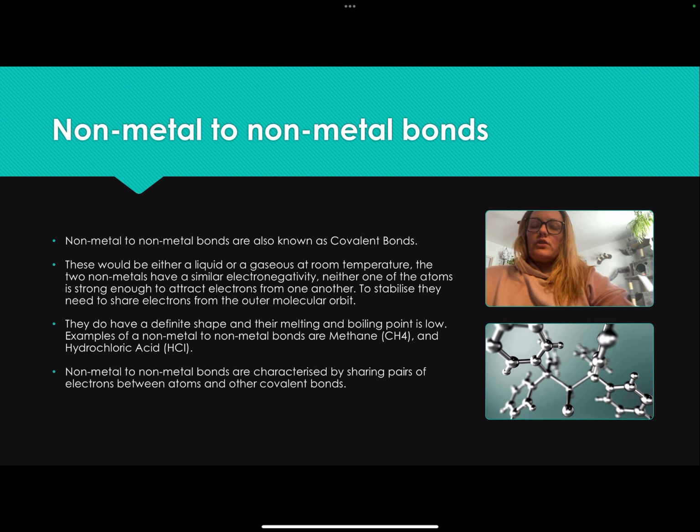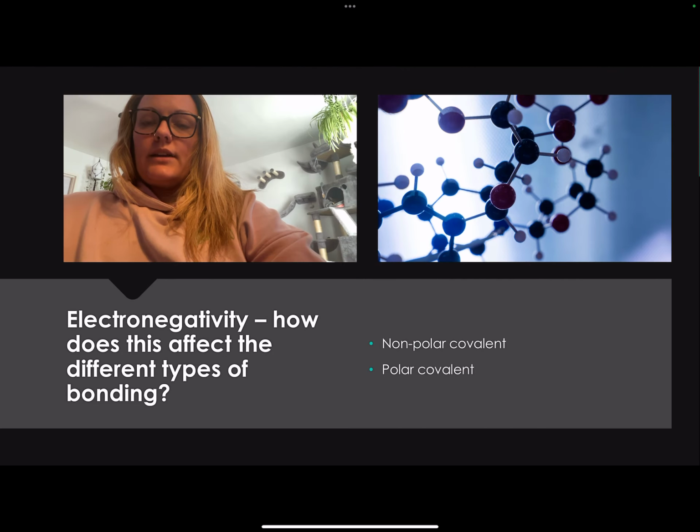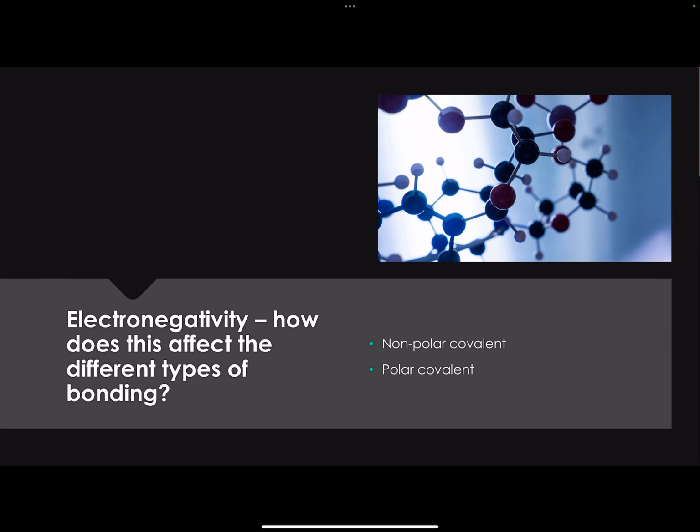Some examples of a non-metal to non-metal bond are methane and hydrochloric acid. Non-metal to non-metal bonds are characterized by sharing pairs of electrons between atoms in covalent bonds. Electronegativity. How does this affect the different types of bonding, for example, non-polar covalent and polar covalent?